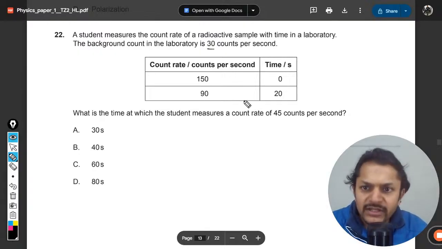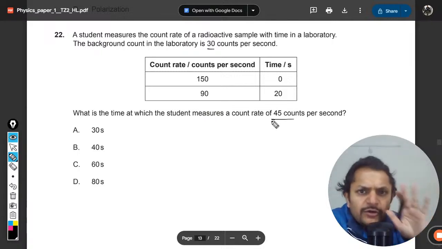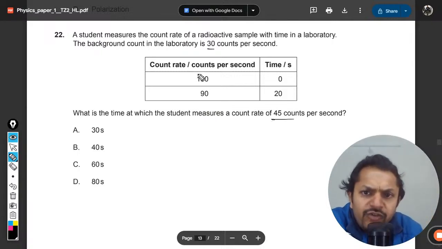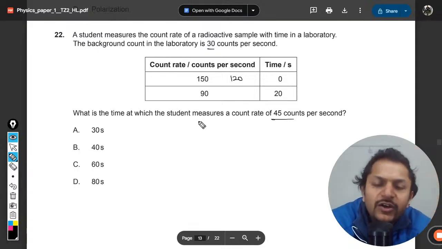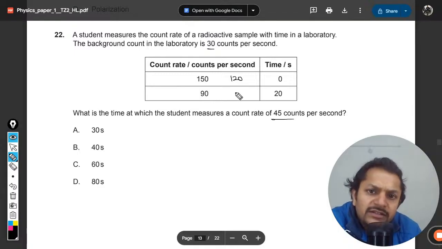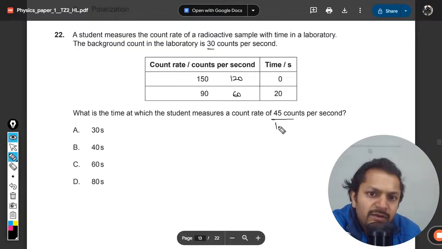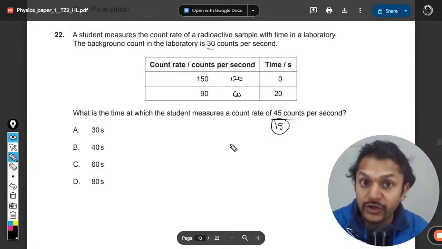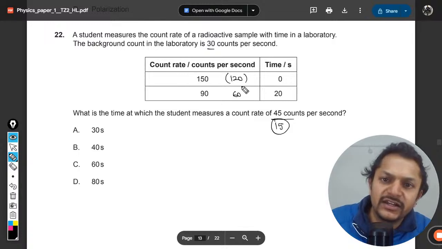So the table is given. What is the time at which the student measures the count rate to be 40? Be very particular about this. Try to understand. 150 is the count rate. So the actual number of disintegrations is 120, that is 150 minus 30, because 30 is the background count which was recorded just like that. So 90 minus 30 is 60. And here 45 minus 30 will be 15. So 15 is the number of disintegrations that you are looking for. 120 is the initial number of disintegrations. You can say that it started with this.